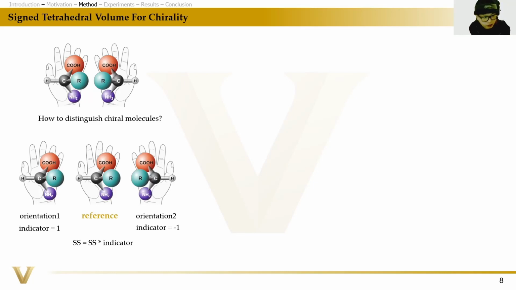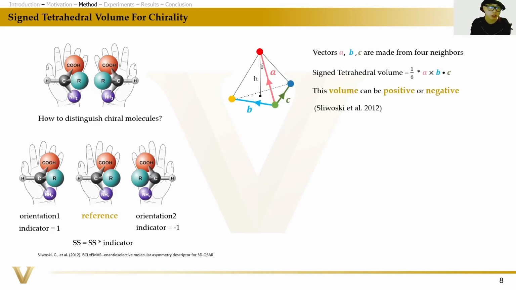Specifically, how do we calculate this orientation? We use signed tetrahedral volume. So basically, first, we construct the 3 vectors A, B, C from arbitrarily 4 neighbors. And then we can calculate the signed tetrahedral volume by doing 1/6 times A, then cross product B and dot product C. As you might notice, this volume can be both positive or negative, which indicates its orientation.